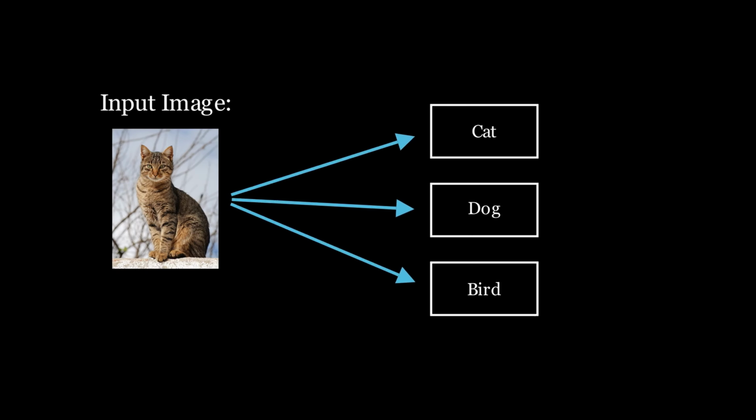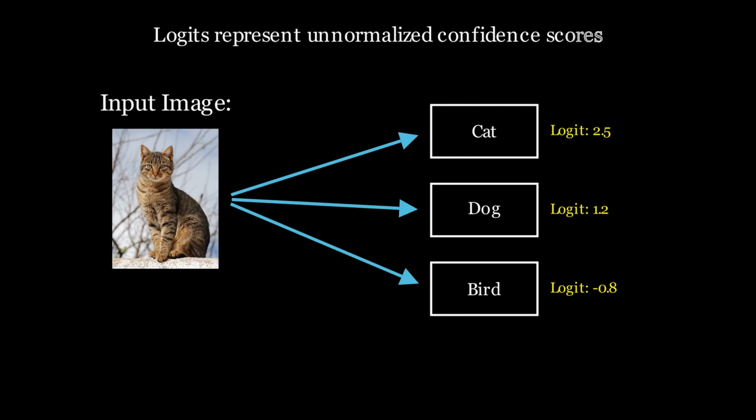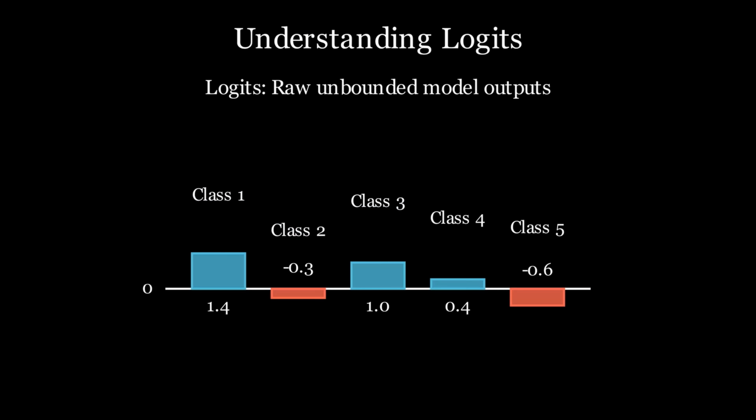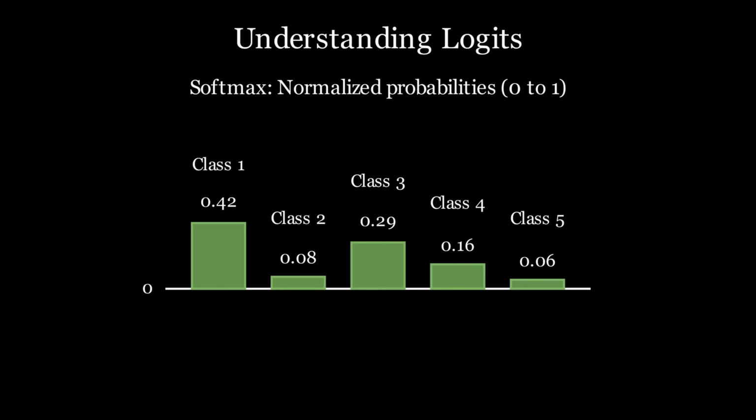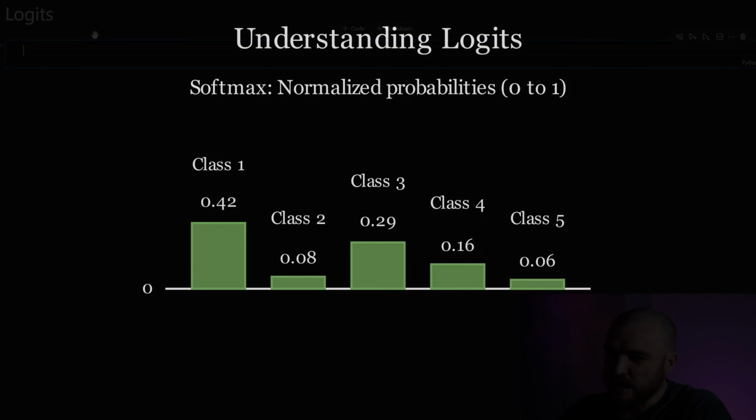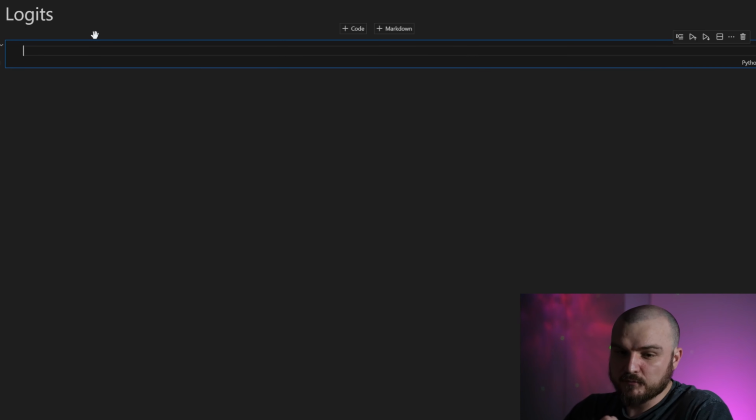In a classification problem, especially in multi-class classification, the model produces a set of logits, one for each class. These logits indicate the model's relative confidence in each class without being normalized into probabilities. Let's consider a 5-class classification problem.